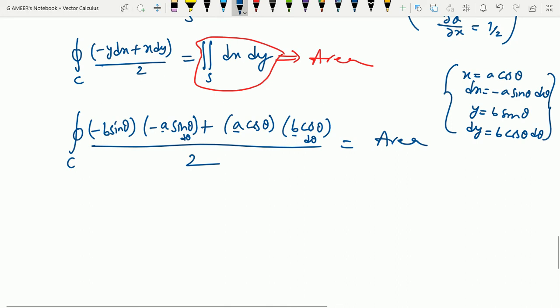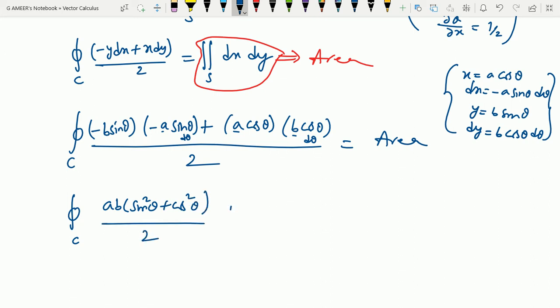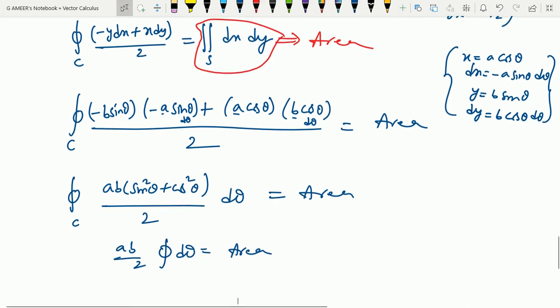So here is the circulation along the curve. AB I can take out, then the sin square theta plus cos square theta term will come, that is equal to 1, whole divided by 2 into d theta, that will be equal to the area of the curve. So AB by 2 will come out, then the circulation of d theta will be equal to the area. So for the entire circle, what is the answer I'll get?